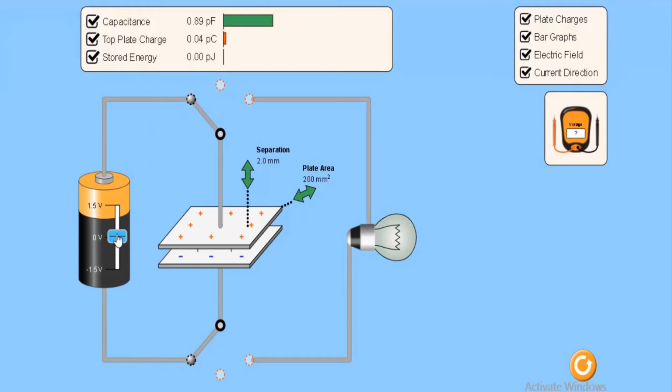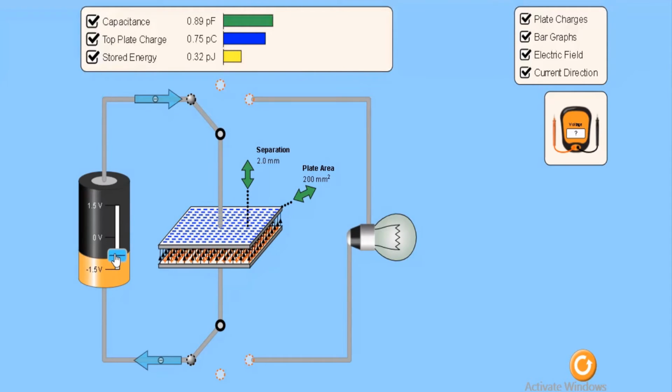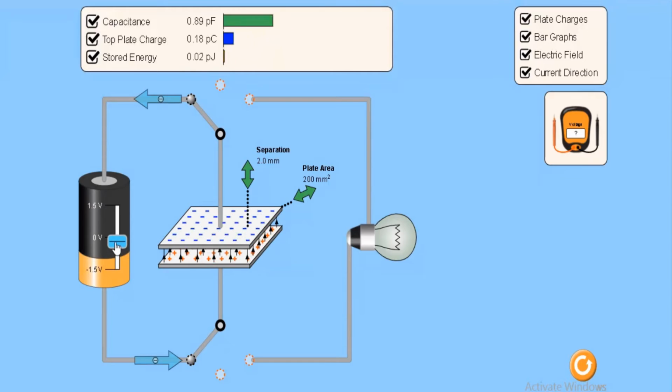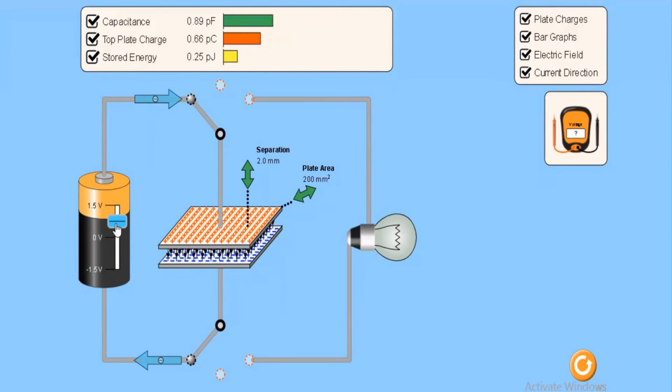Okay. Now, what if we change the direction of the voltage? Yan. So, kung saan yung positive ng battery, doon din yung positive ng parallel plate. Okay. Kita nyo naman.